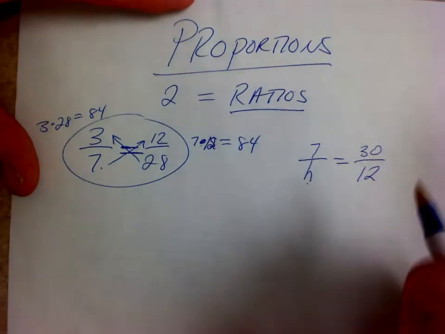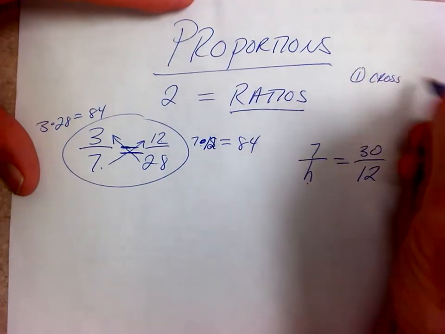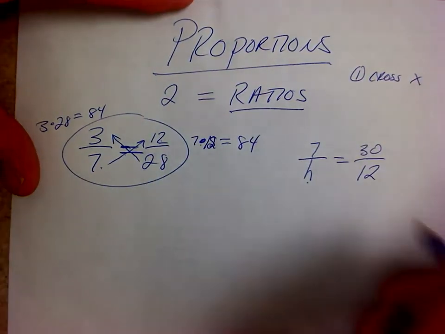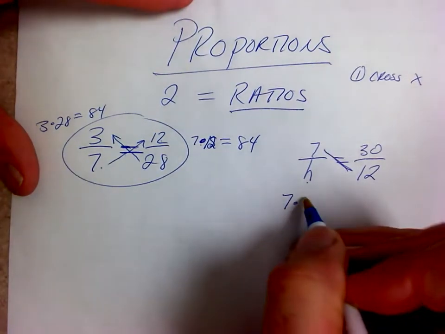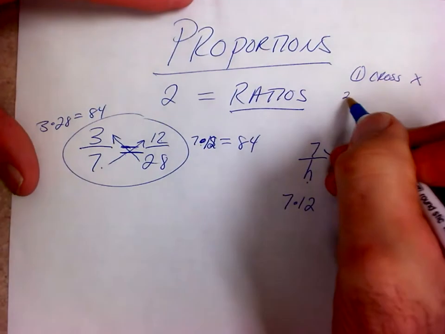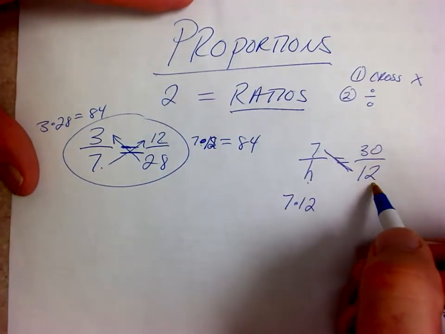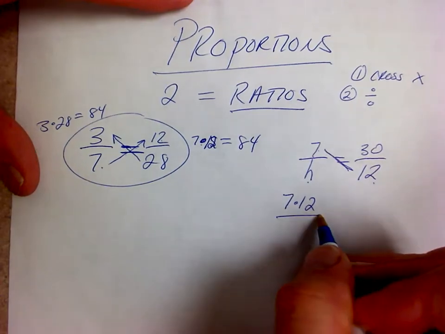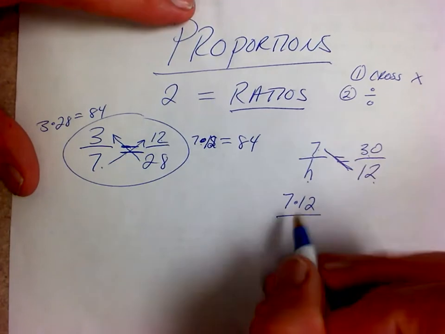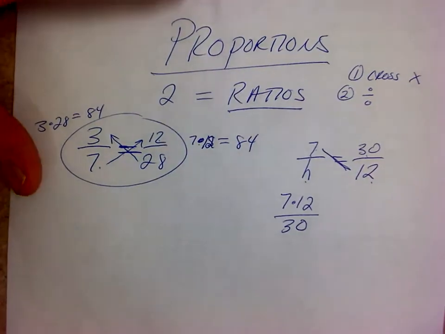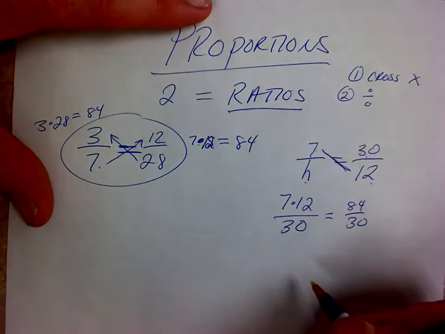So using what we talked about in class, step number 1, you're going to cross multiply. When we look at this proportion, these are the only two numbers we could cross multiply. So we're going to do 7 times 12. Step number 2, we're going to divide. So we cross multiply 7 by 12, and then we divide by the remaining value. In this case, the remaining value is 30. So 7 times 12 divided by 30, so that would be 84 divided by 30.